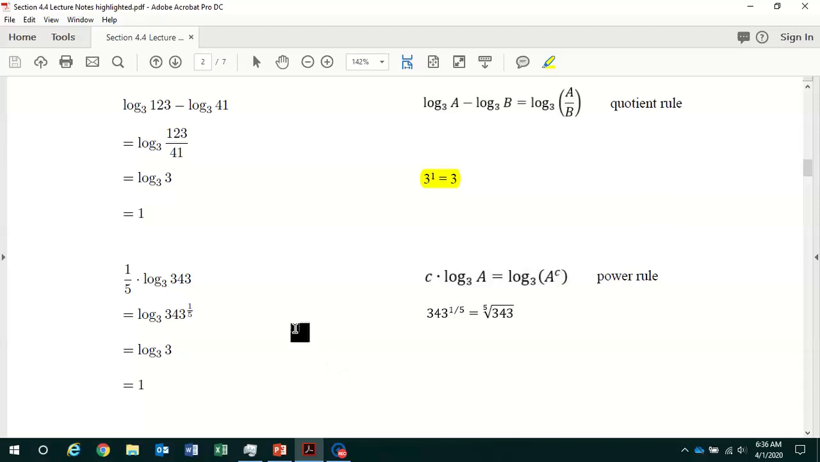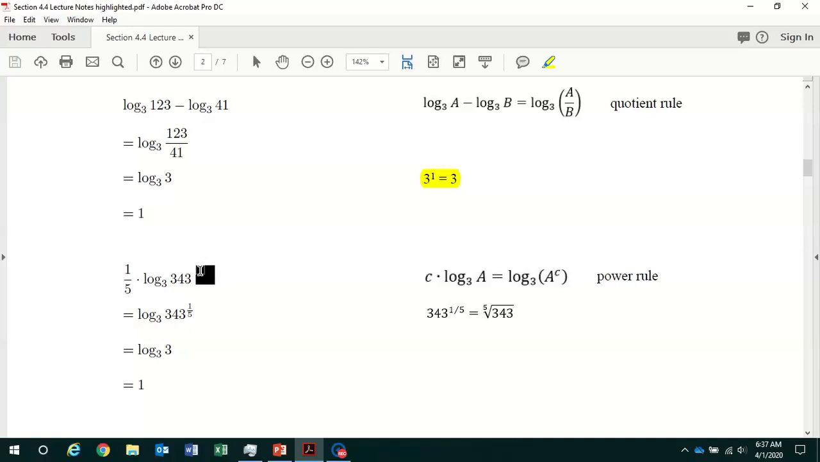Lastly, we're going to use the power rule to evaluate 1/5 times log base 3 of 343. So again, from page 1, switching the two sides of the equal sign, we have c times log base 3 of a is equal to log base 3 of a to the c. This multiplicative constant c can be brought inside the logarithm and made an exponent on the number a. So c times log base 3 of a is equal to log base 3 of a to the c. So 1/5 times log base 3 of 343 is equal to log base 3 of 343 to the 1/5 power, right? That 1/5 is brought inside the logarithm and made an exponent on the number 343.